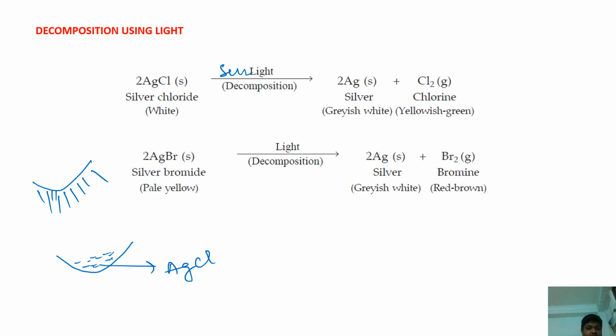You just have to remember the substances that participate in decomposition reactions. AgCl and AgBr, that means silver chloride and silver bromide, can only be decomposed using sunlight. They can't be decomposed using the electrolysis process. So some specific substances are decomposed by some specific process. You just have to remember that.